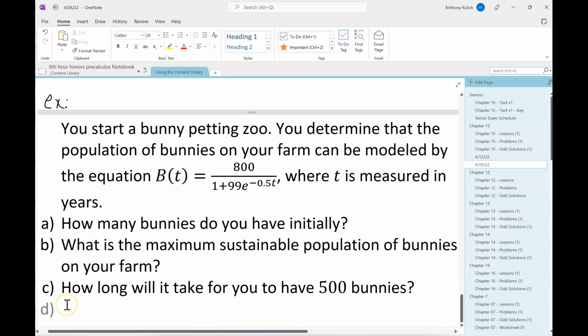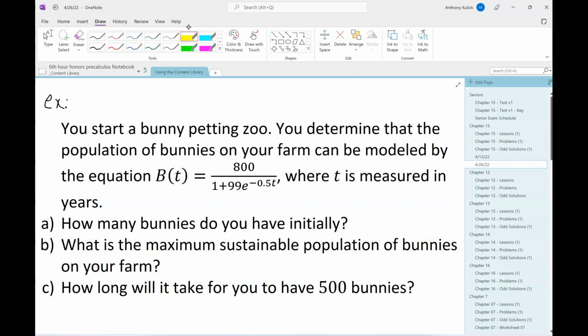You determine that the population of bunnies on your farm can be modeled by the equation B of t equals yada, yada, yada, where t is measured in years. Part A asks, how many bunnies do you have initially? Part B, what is the maximum sustainable population of bunnies on your farm? And then part C asks, how long will it take for you to have 500 bunnies? Well, we'll just hit these one at a time.